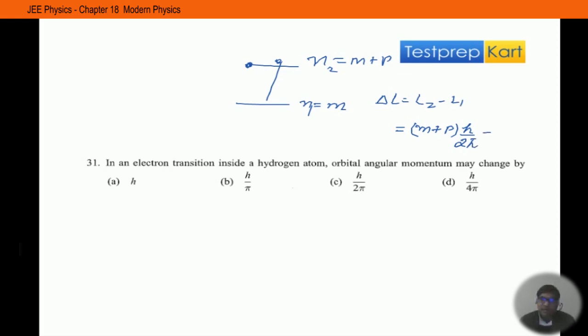minus m into h over 2 pi. So the change in angular momentum is equal to p into h over 2 pi, where p can be any integer. It can be 1, it can be 2, it can be 3, and so on. So if we put p equals 1, then we get h over 2 pi. If we take p equals 2, then we get h over pi. And these two options are not possible. So options B and C are right.